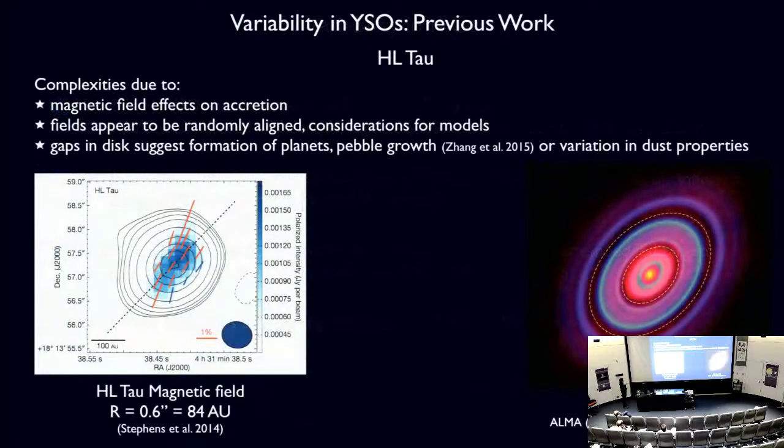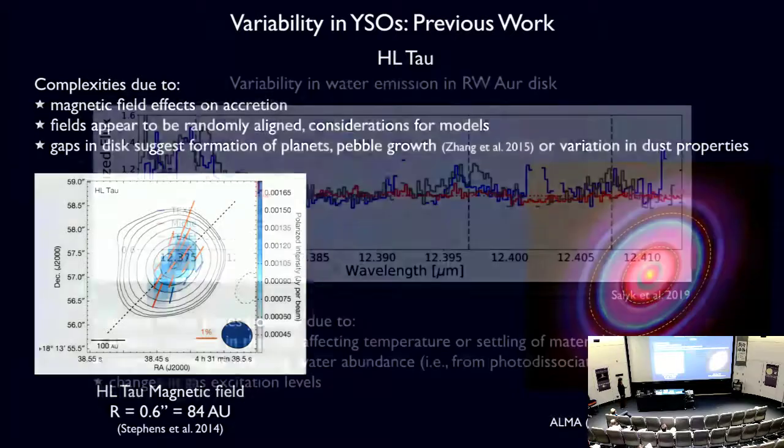So, just some examples from the literature. We all know HL Tau, probably very famous, and this is an ALMA image tracing out some of the lanes here, and this is a plot of some of the magnetic field lines from Stevens et al. 2014. This was showing magnetic field effects on accretion. The fields were randomly aligned, they thought, and they said this should be considered for models, which is the typical observer's way of saying, go modelers, take my data and model it, and tell me what it is. The gaps in the disk suggest formation of planets, maybe pebble growth, which is a big topic now, or maybe some variation in dust properties, and that could be a lot of things.